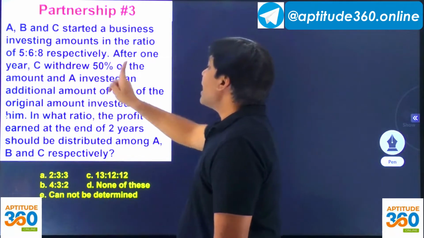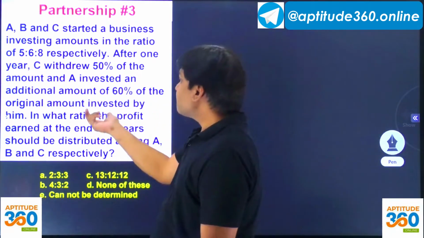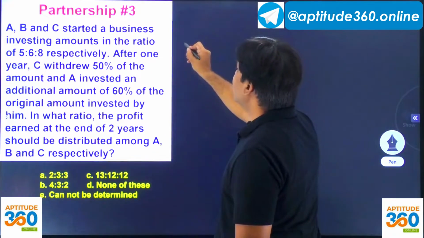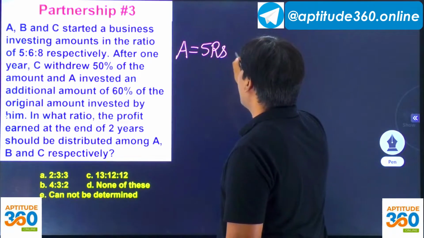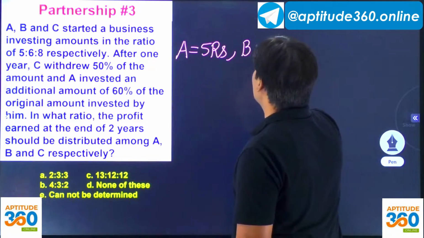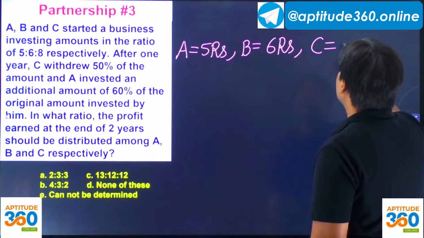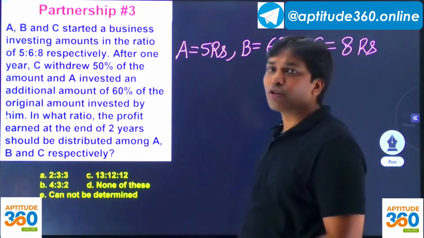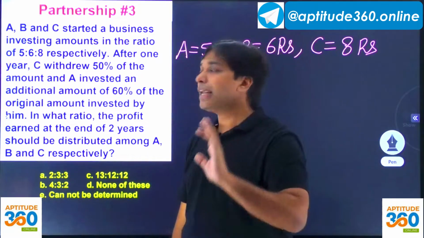After 1 year, C has withdrawn 50% of the amount and A has invested a further 60%. So what if I say that A has invested 5 rupees and B has invested 6 rupees and C has invested 8 rupees. Does this make a difference? I don't think this is going to make any difference if we stick to our basics.